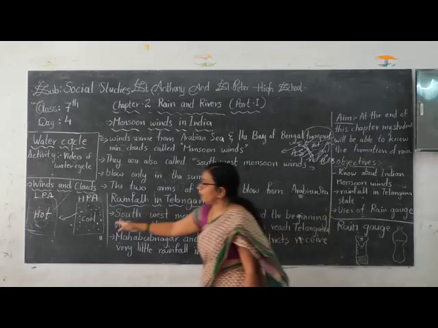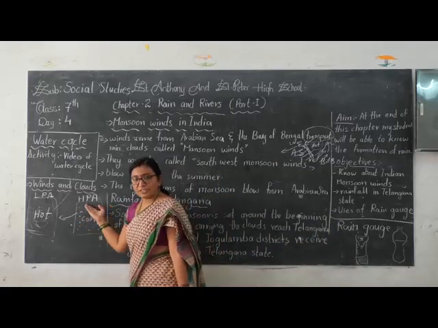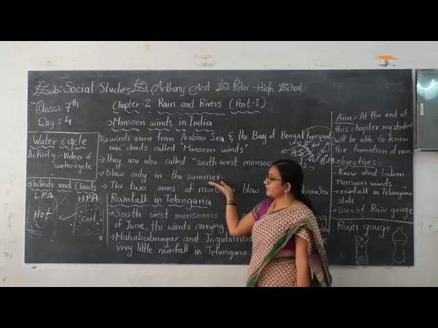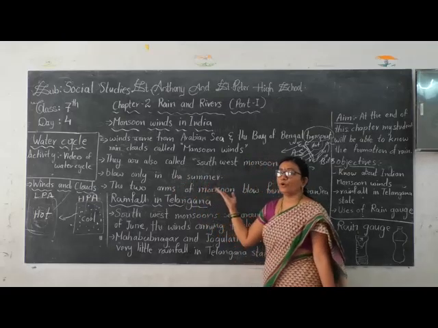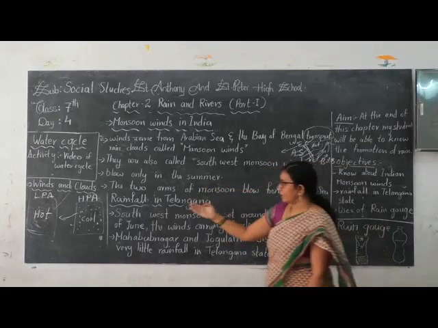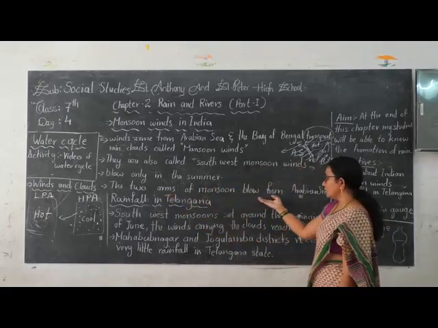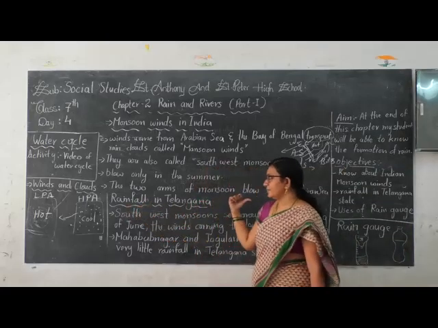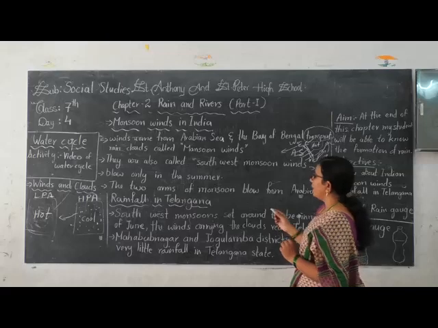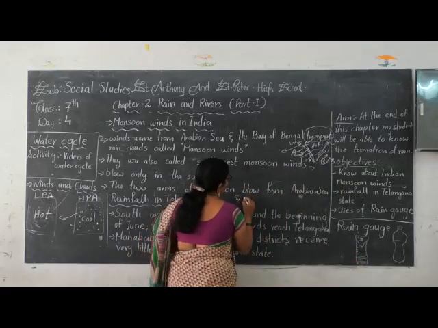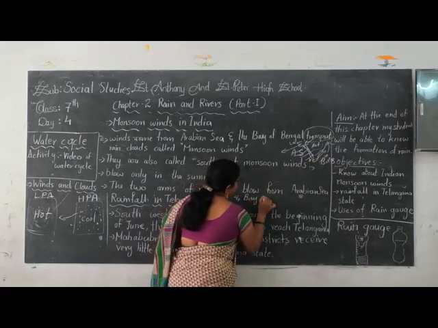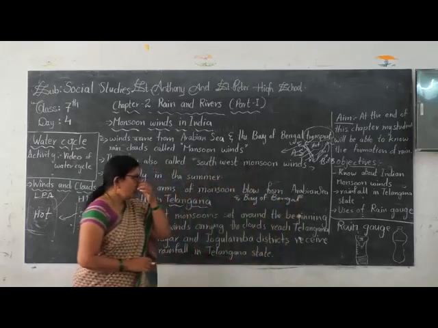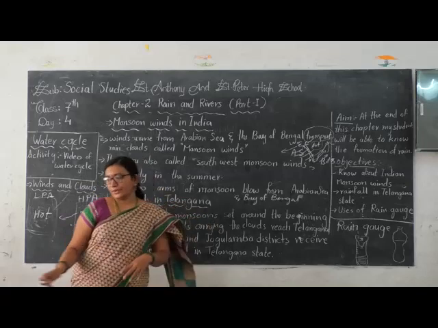As I told you, the process of low pressure area and high pressure area makes the land very hot in the summer. These winds blow mostly in summer. The two arms of the monsoons blow from the Arabian Sea and the Bay of Bengal, and they bring rain for India.